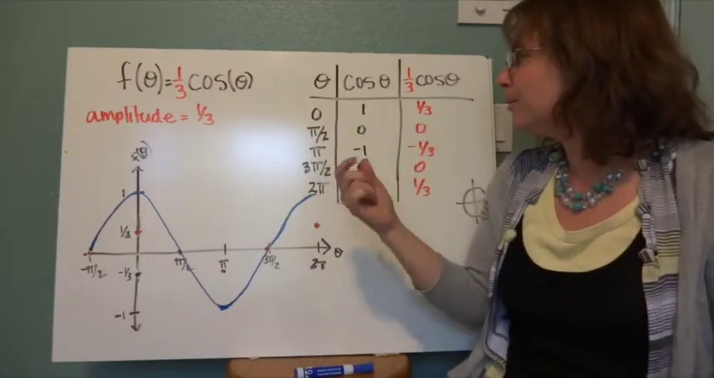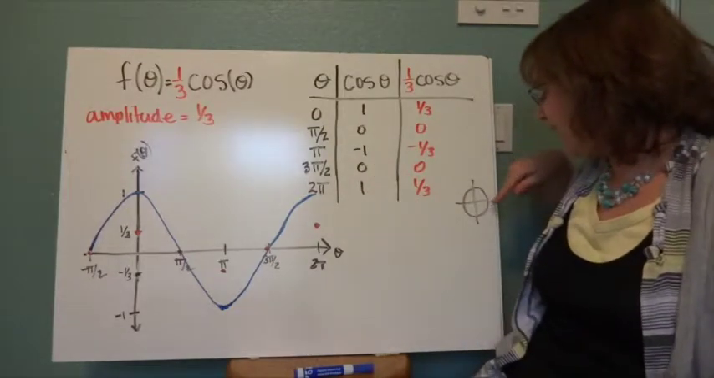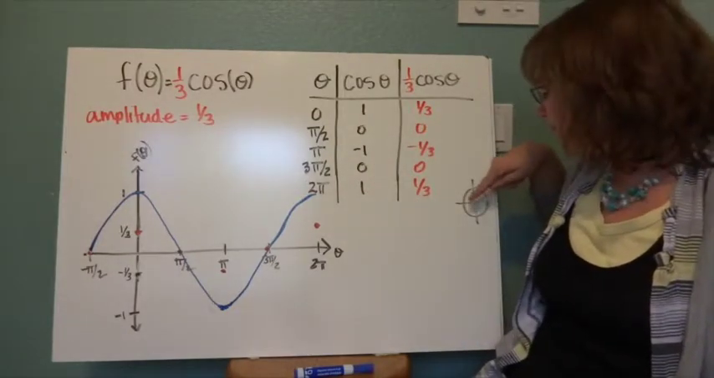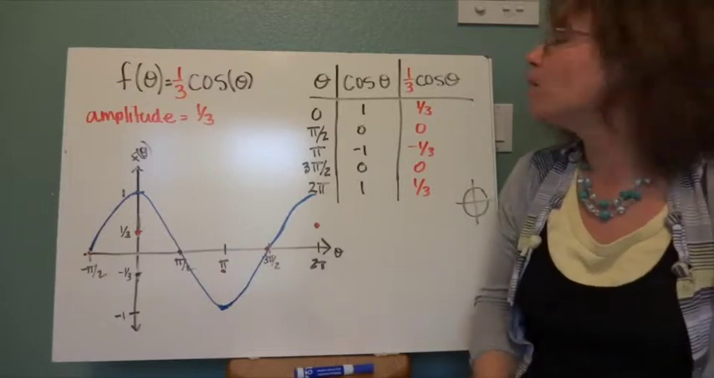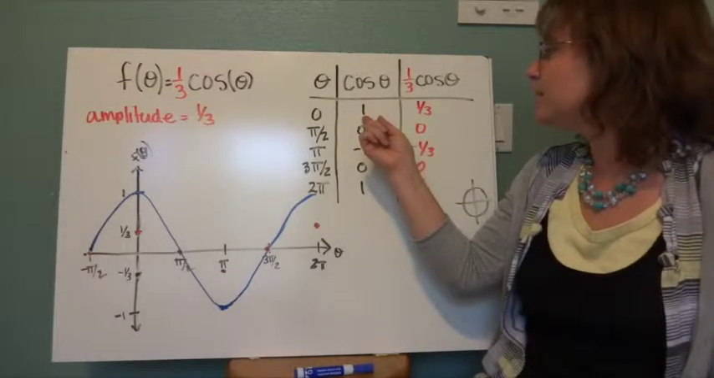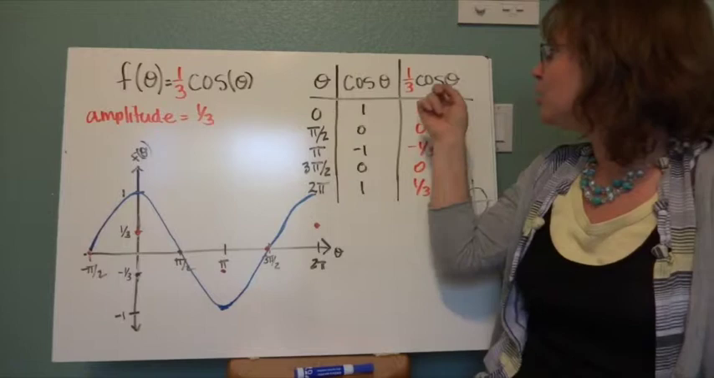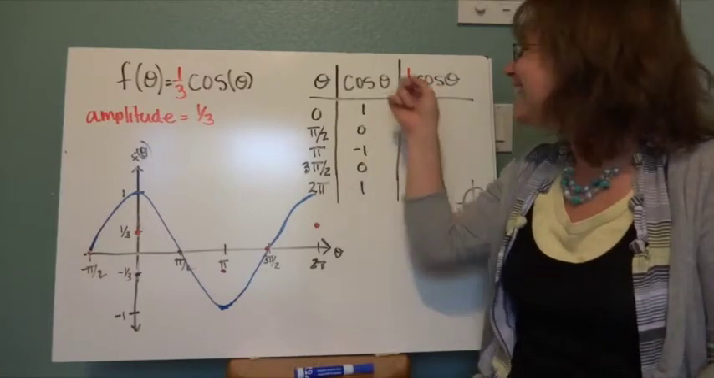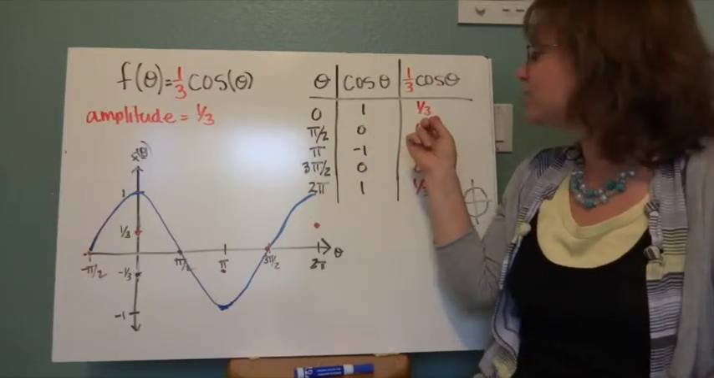So if I choose 0 here for cosine, I have my unit circle over here. At 0, my width right here is going to be 1. So cosine of 0 is 1. And then here, cosine of 0, which is 1, times 1/3, which is just a third.